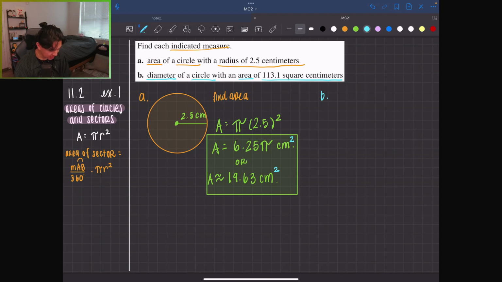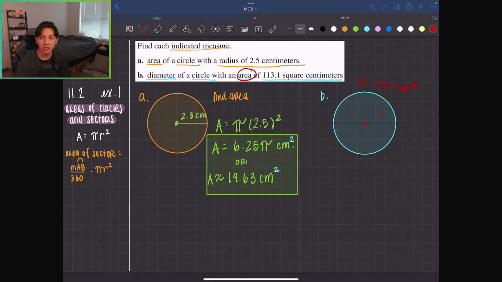Okay, so let's find the diameter here. So the diameter, remember, is going to be the length of a circle from one end to the other, but it also has to pass through the center. So we're trying to find out what this is going to be. But what is given to us? Well, let me go ahead and draw that first. So we want to find out what this is. Okay, what is this going to be? Our diameter. We are given an area, so the area here is 113.1 centimeters squared.